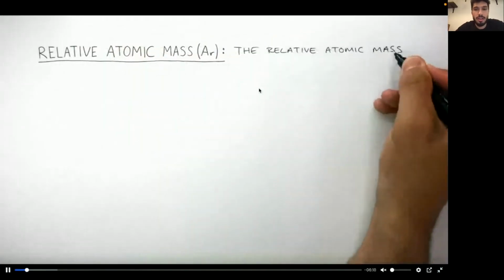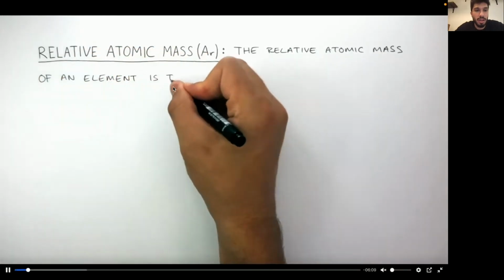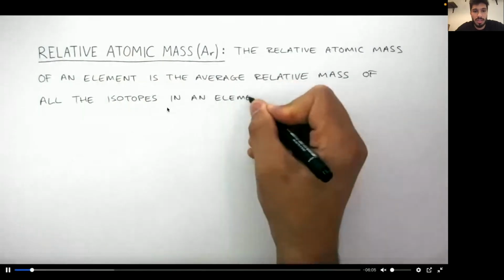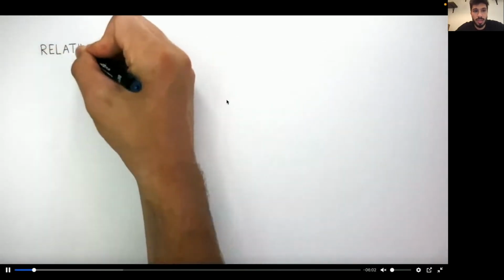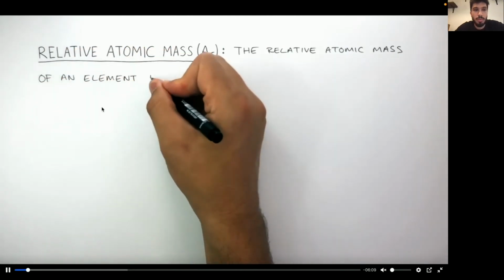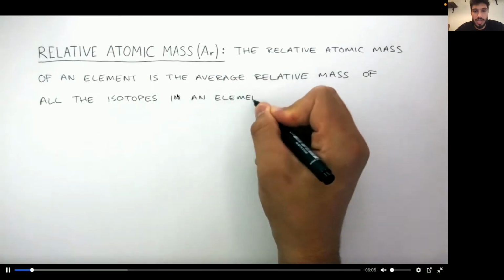Relative atomic mass. Firstly, you need to understand what this is. The relative atomic mass of an element is the average relative mass of all the isotopes in an element. Okay, I'll say that again. The relative atomic mass of an element is the average relative mass of all the isotopes in an element.